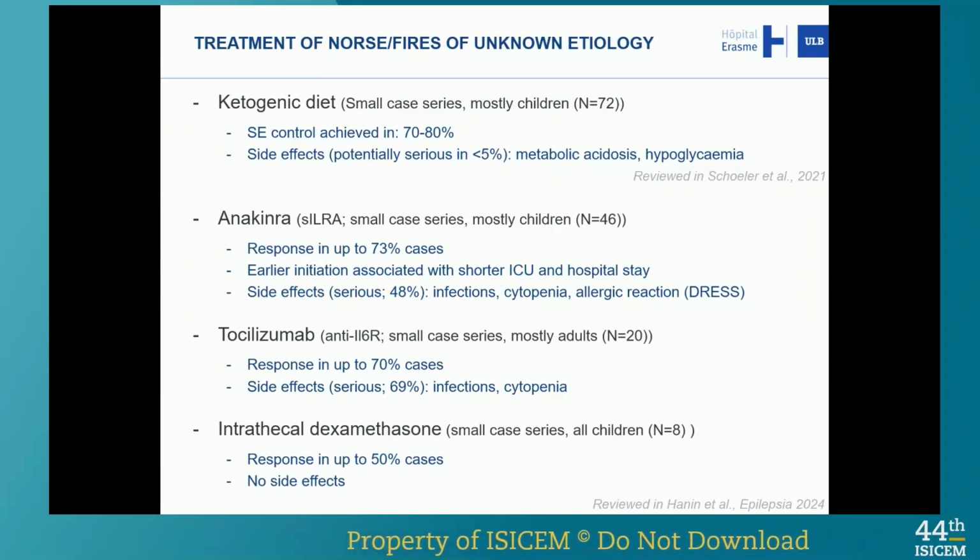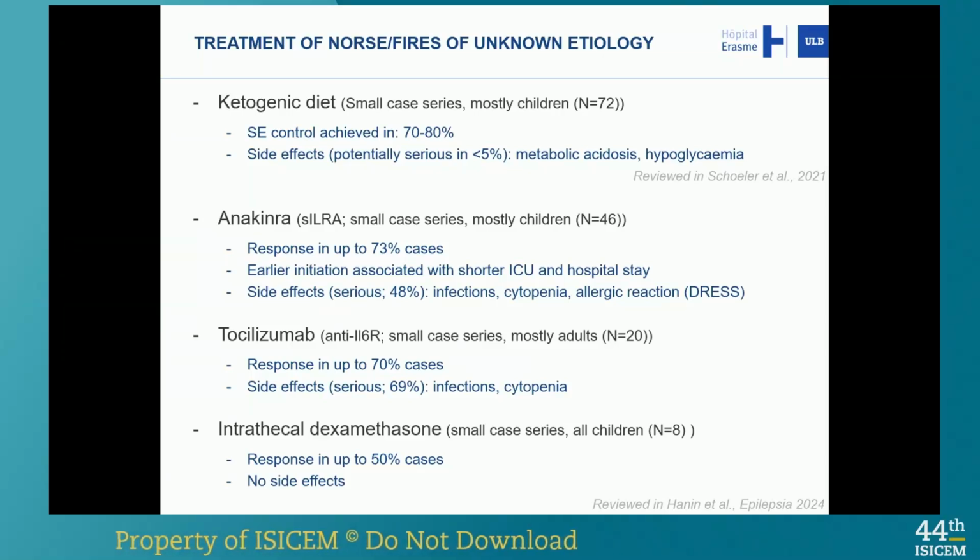And then the recent one, which probably doesn't sound as exciting, but actually seems to be working quite well and with much, much fewer side effects, is intrathecal dexamethasone. Right? The inflammation in those patients is in the brain. So let's target the inflammation in the brain. And how do we do that? Well, we put steroids in the CSF.